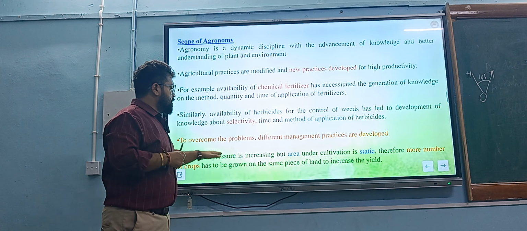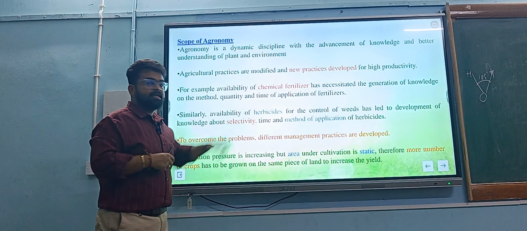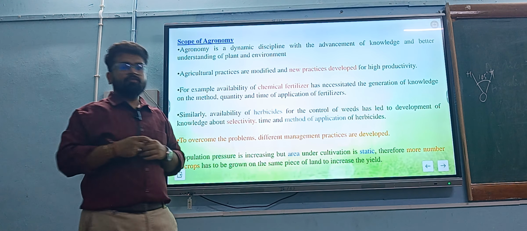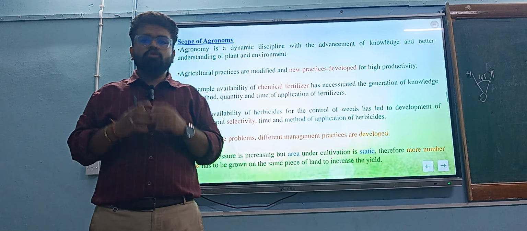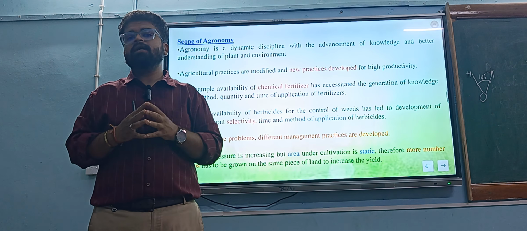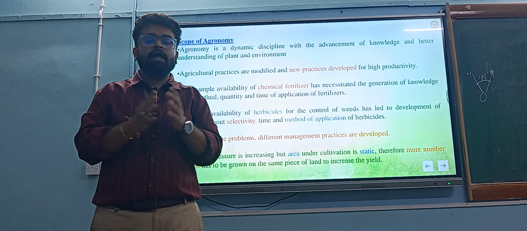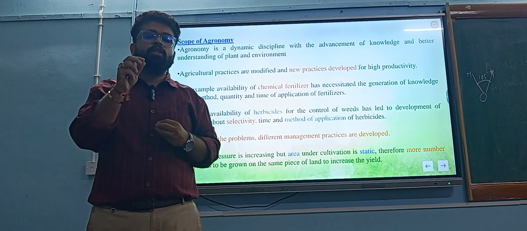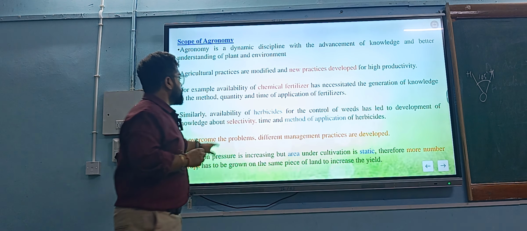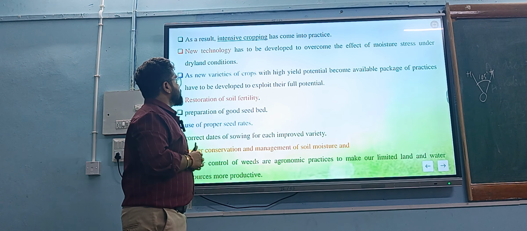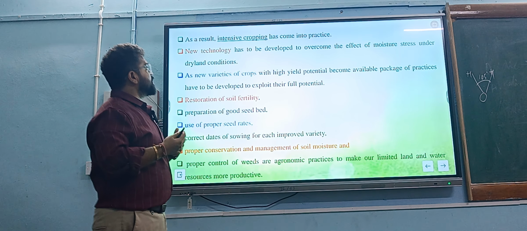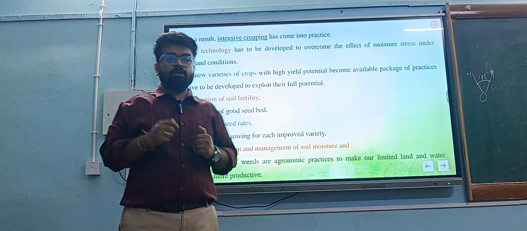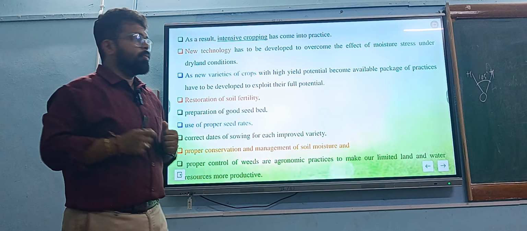So the population pressure is increasing, but the area under cultivation is static. Therefore, more crops have to be grown on the same piece of land to increase the yield. So the scope of agronomy is such that we evaluate and optimize it to get maximum productivity with a minimum investment. As a result, intensive cropping can be practiced. A new technology has to be developed to overcome the effect of moisture stress. This is the scope of an agronomist.